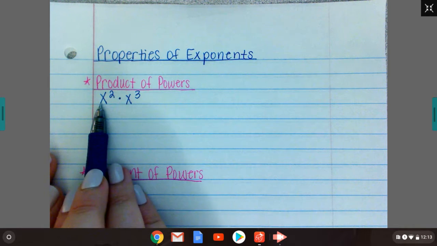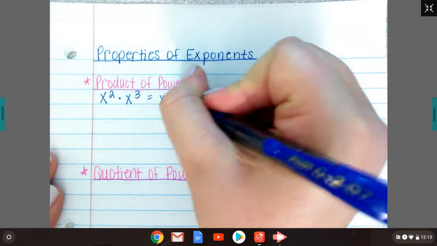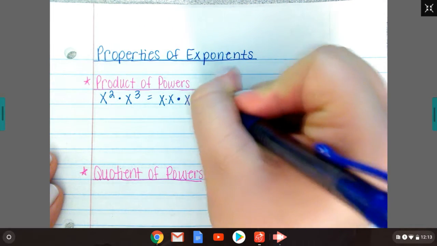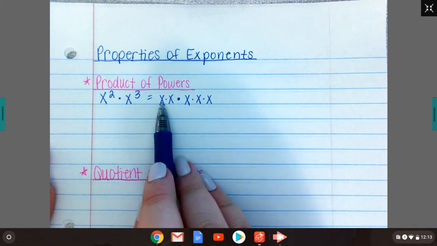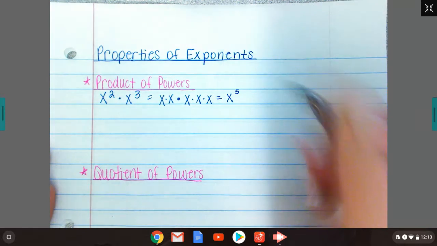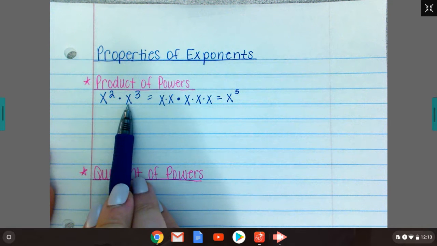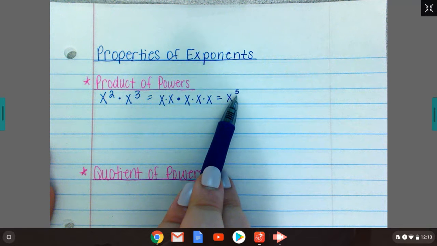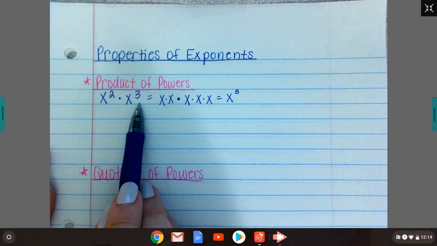So here's an example to start, and the way we're going to come up with our property is first expanding out what we have. So x squared is equal to x times x, and x cubed is x times x times x. And then I can rewrite this. If I wrote this as one power, I have 5 x's here, so this is equal to x to the 5th. Hopefully you can notice, looking from the left to the far right, x squared times x cubed is x to the 5th. The 2 and the 3 to make a 5 was an addition. So a product of powers is made when we add our exponents.